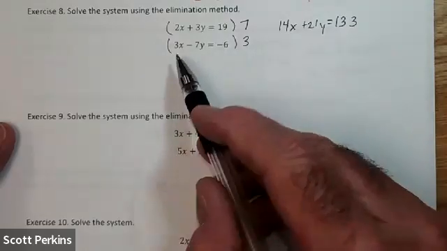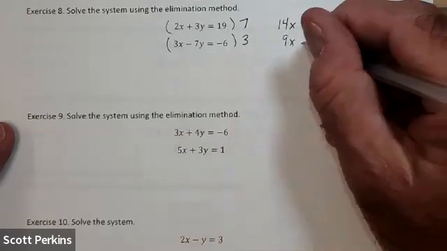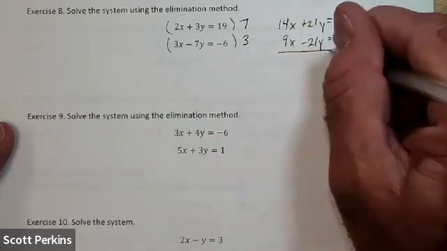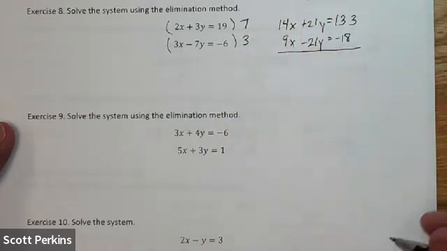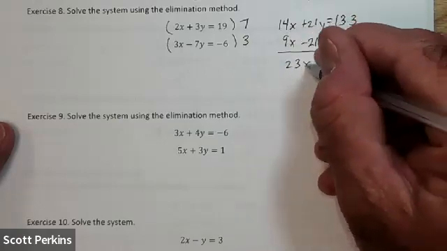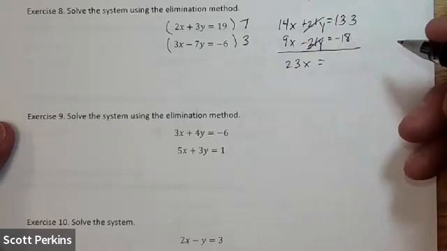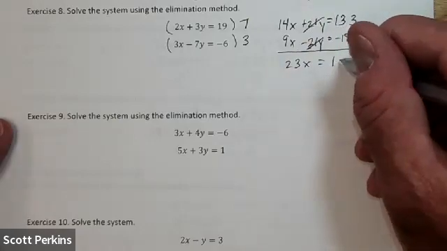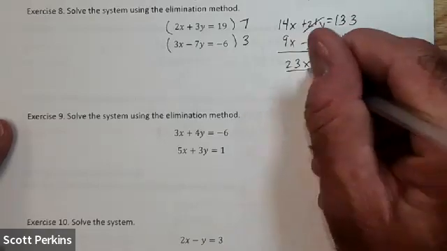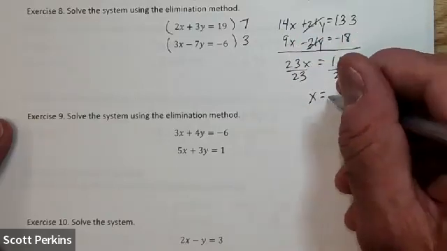And then the bottom equation, 3x times 3 is 9x. -7y times 3 is -21y, and -6 times 3 is -18. When you smush these two equations together, 14x and 9x is 23x. The 21y's cancel. 133 minus 18 is going to be 115. Is that right? And divide both sides by 23. And the good news is our calculator tells us that that is 5.